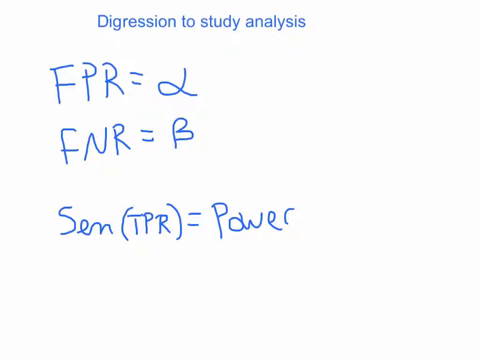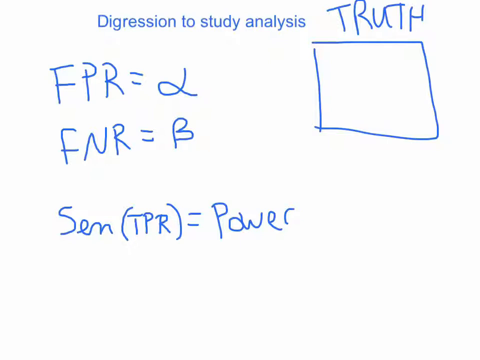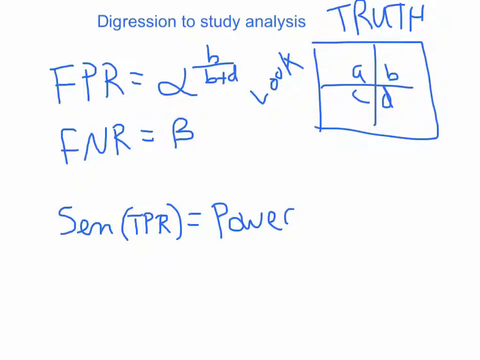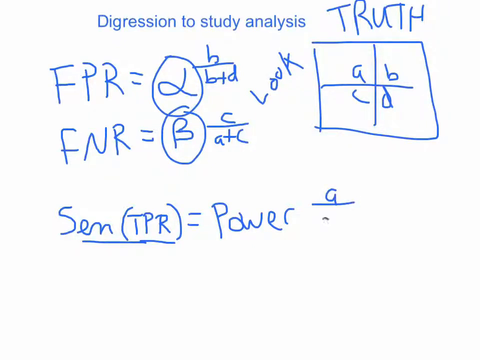And if we want to make a digression to study analysis, so if we wanted to compare these to a study analysis where we had this truth on top and what we're looking at on the side, and you have A, B, C, and D, then the false positive rate, which would be B over B plus D, is equal to alpha. The false negative rate, which is C over A plus C, is equal to beta, and the sensitivity, or the true positive rate, is equal to the power, which is A over A plus C.